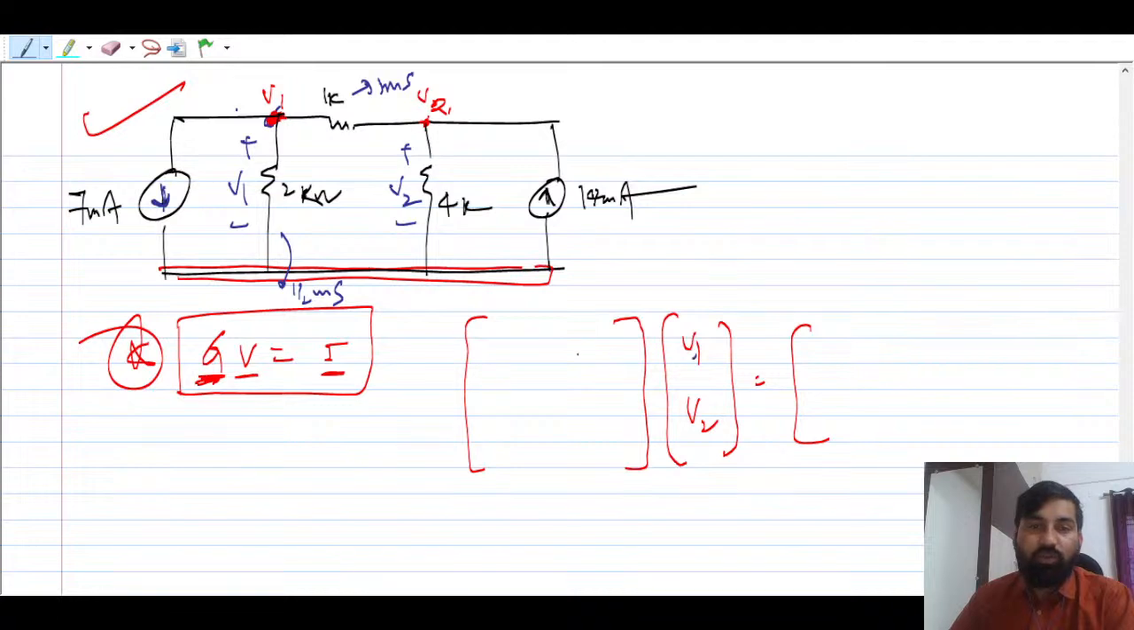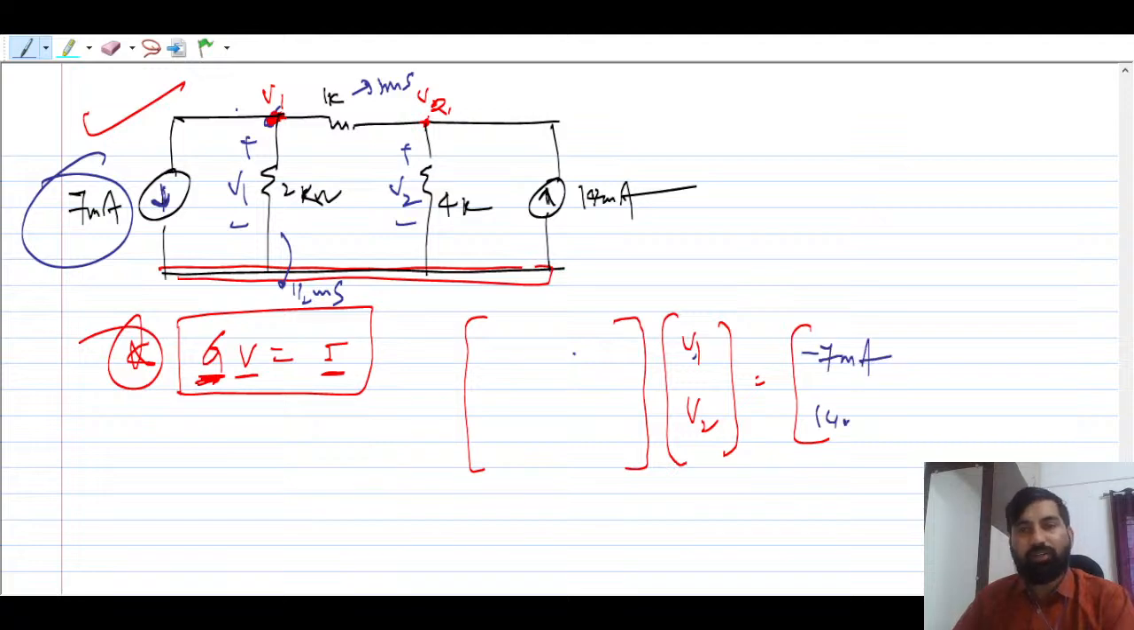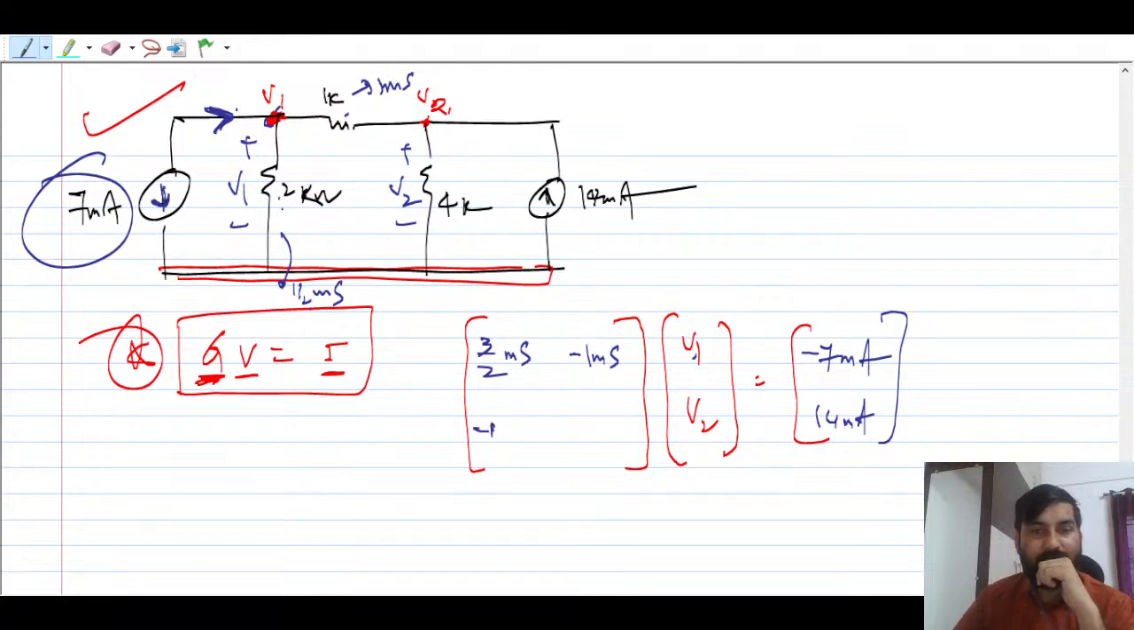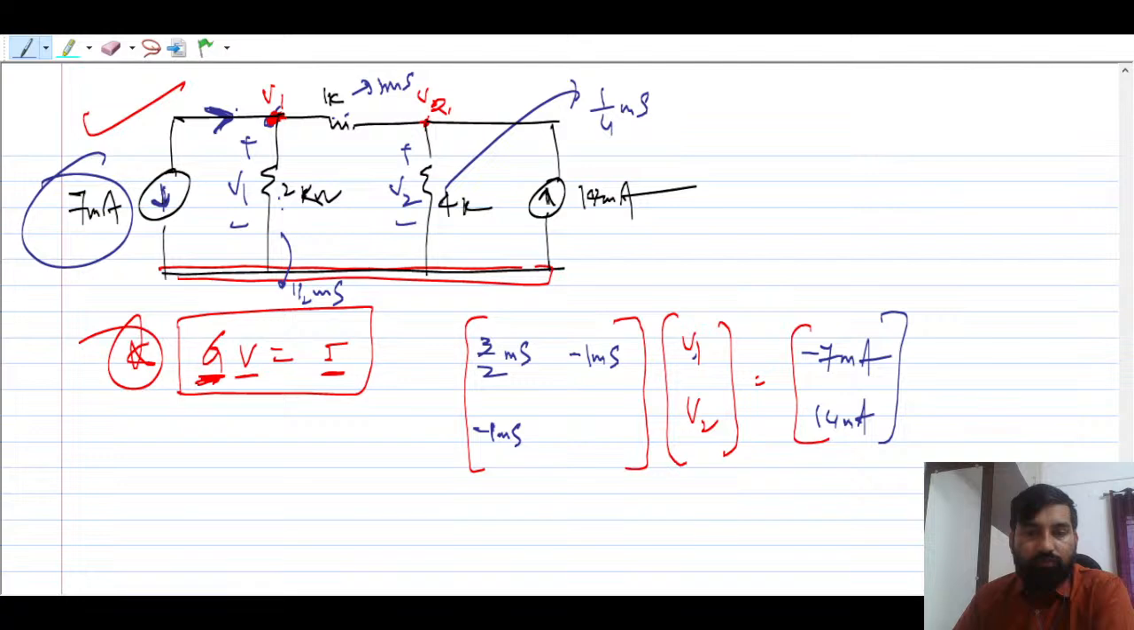So V into conductance will be equal to the current, I'm just going to take 7 milliampere and this is 14 milliampere, whatever the current is, and we are considering it like this. So this is the current which is going in, now you can find out the conductance here, right, so conductance 1/2 plus 1 is going to give you 3/2 millisiemen, okay, and this conductance you can take as 1 millisiemen, okay, and then again 1 millisiemen, and this plus this, you just take the 1/4 millisiemen, 1/4 plus 1 is 5/4, okay, and you just solve this.